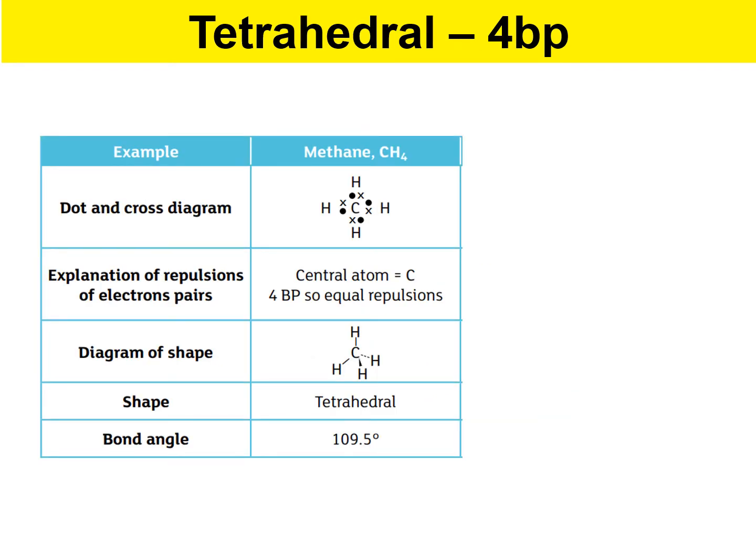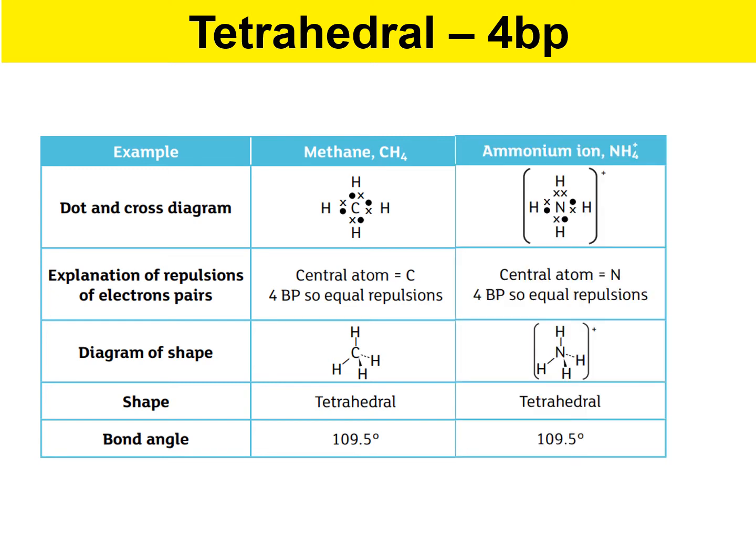We're now going to look at methane. The central atom carbon has 4 bonded pairs of electrons, so they repel each other equally to form not a cross shape, which would be the greatest repulsion in 2 dimensions, but tetrahedrally, which would be the greatest repulsion in 3D. This gives us a bond angle of 109.5. Another example would be the ammonium ion. The central atom nitrogen also has 4 bonded pairs, so its shape is tetrahedral with a bond angle of 109.5.